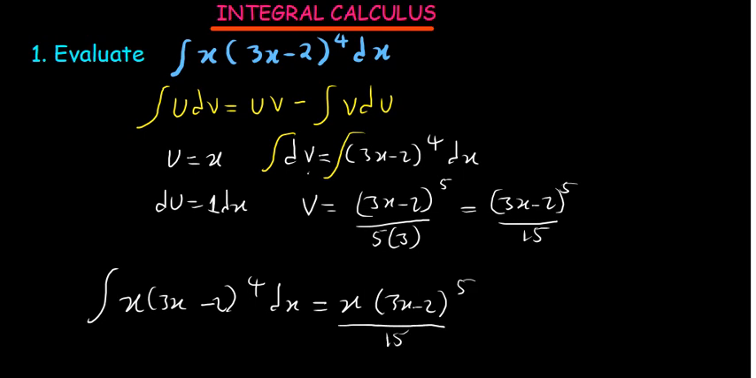So following the formula, we've got minus the integral of v, and v is (3x minus 2)^5 divided by 15, and then du. What is du? We can see du is equal to dx.